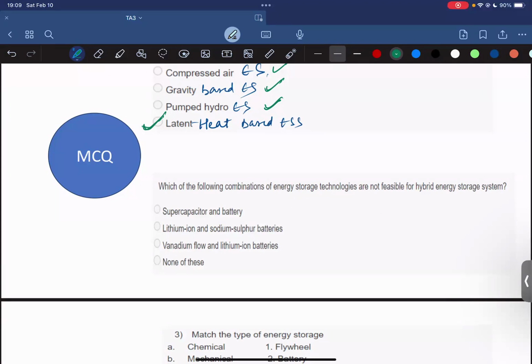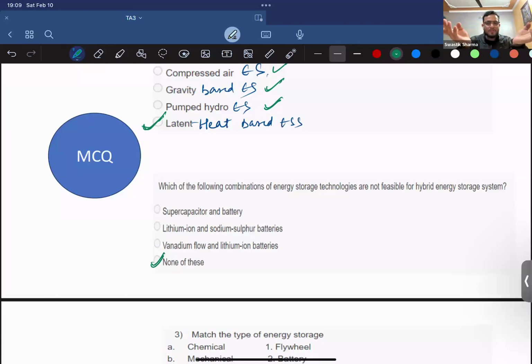So I think a supercapacitor and battery. No, they can be. I mean, you can have different types of storage systems, right? You can have a supercapacitor, you can have a battery as well. There's no point you can't have both. So it's kind of a trick question. The answer is none of these. All of them can be used as hybrid energy storage systems. There's no point of not having different kinds of storage systems.